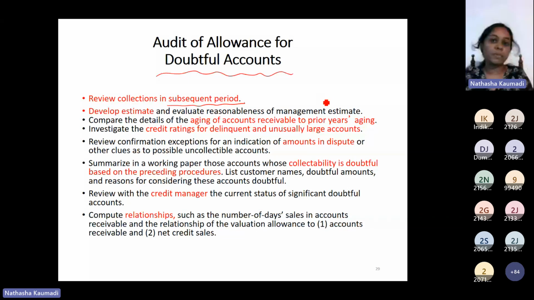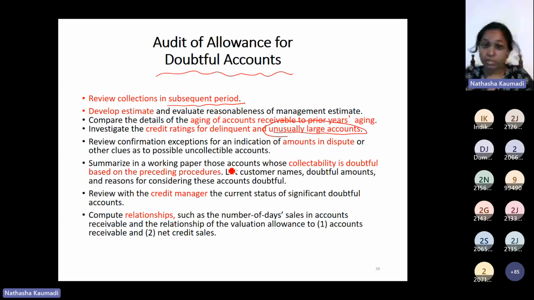Likewise, you are comparing the aging statements. Investigate the credit rating for delinquent and unusually large accounts. So if you have allowed credit for unusually large amounts, sometimes there's a possibility that you won't realize those amounts in future.